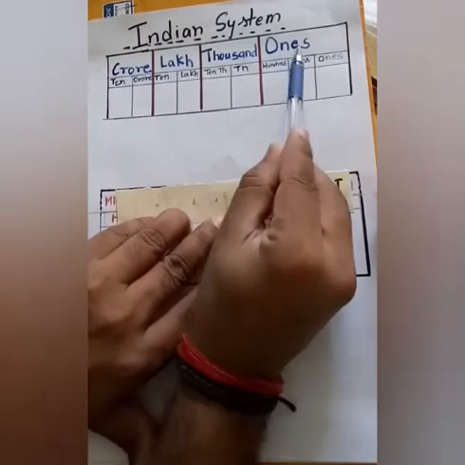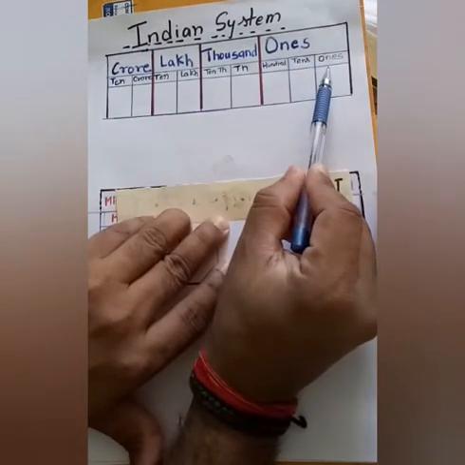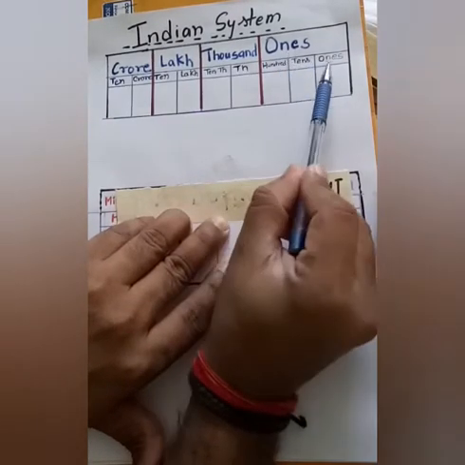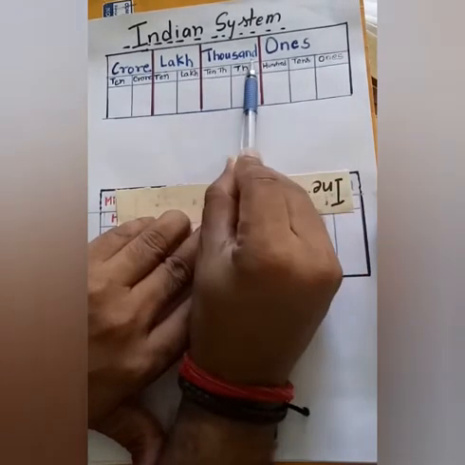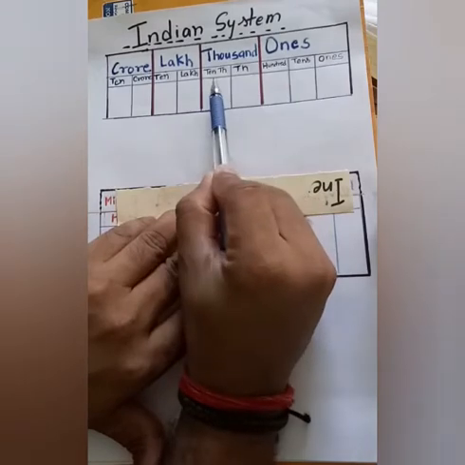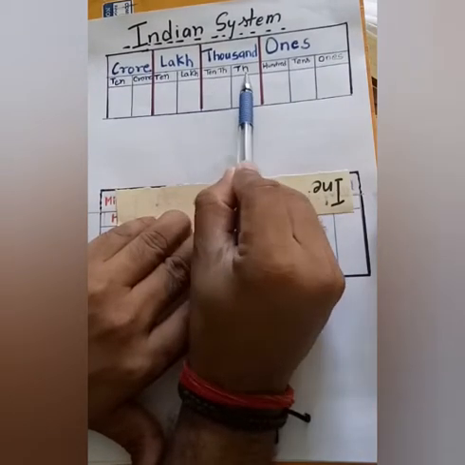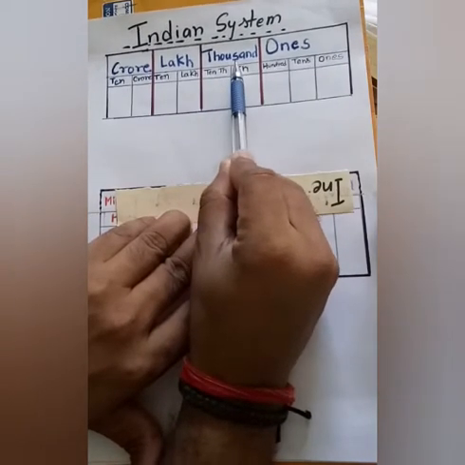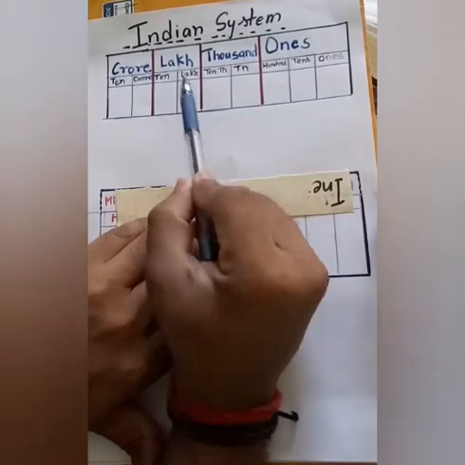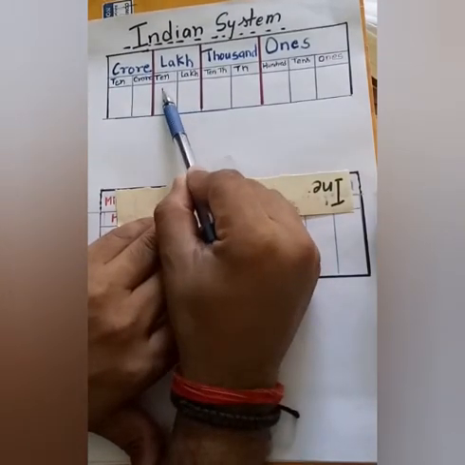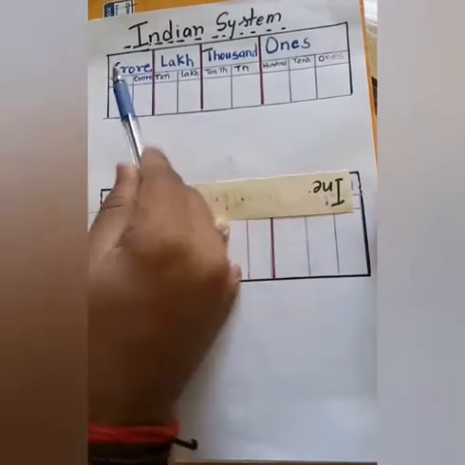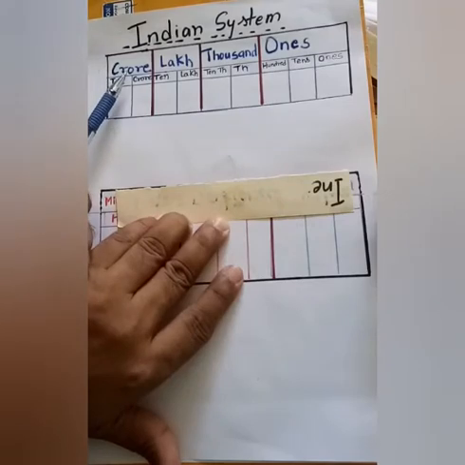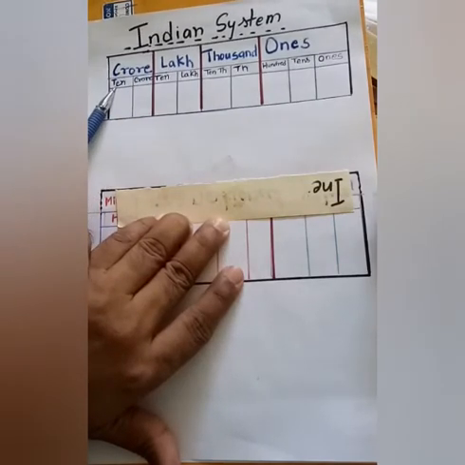Now let's see. In ones we have three digits: ones, tens, and hundreds. In the thousands period we get thousand and 10,000s, two digits. After that, in the lakh period, we get 1 lakh and 10 lakh, two digits also. Similarly we get crores, and in crores we get two digits again, crore and 10 crores.